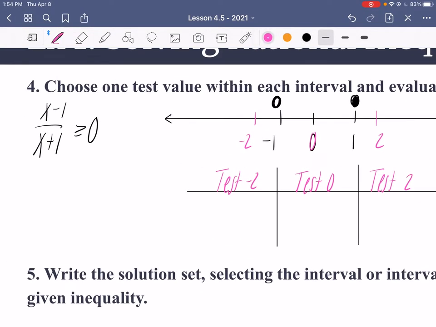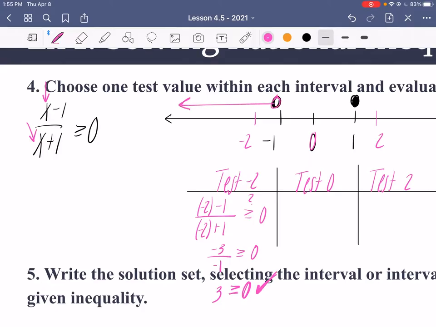All right, so plugging in negative 2 for our x's, we'd get negative 2 minus 1 over negative 2 plus 1. We're trying to see, can this be greater than or equal to 0? So negative 2 minus 1 is negative 3. Negative 2 plus 1 is negative 1. So divide those, we get positive 3. Is 3 greater than or equal to 0 is what we have to evaluate, which it is. So that means this is going to be part of the solution, pointing this direction.